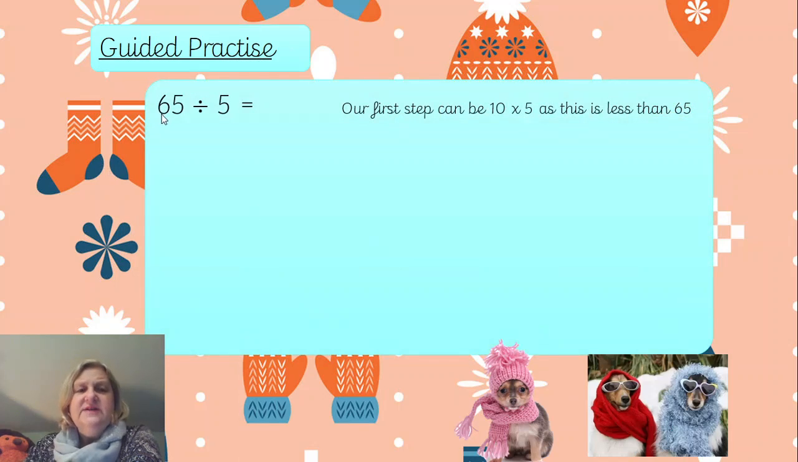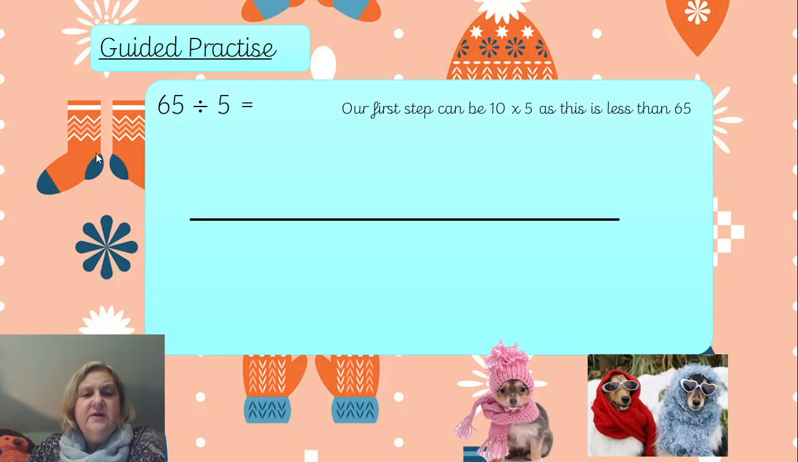So we're going to have a go with this one. This is a guided one, so if you want to turn your worksheet over, you can do this on the back and follow the steps. Our first step can be 10 times 5, because this answer of 50 is less than 65, so we can take off one big chunk of 10 times 5, then it means that we can jump really quickly and we don't have to do all those individual steps.